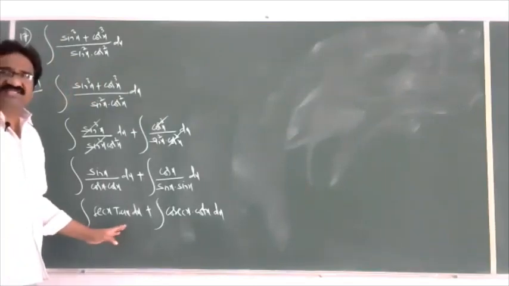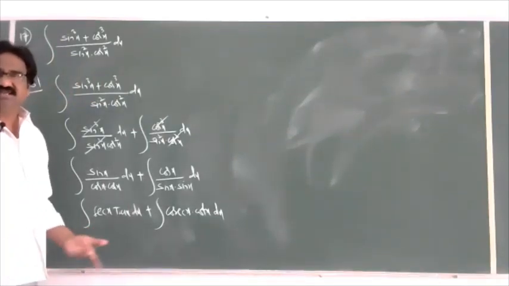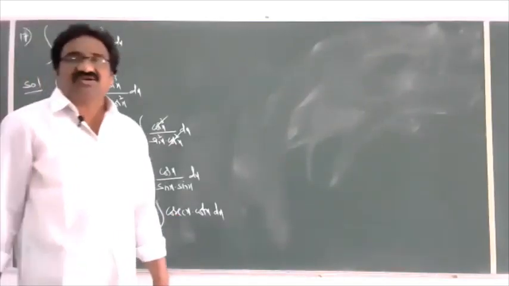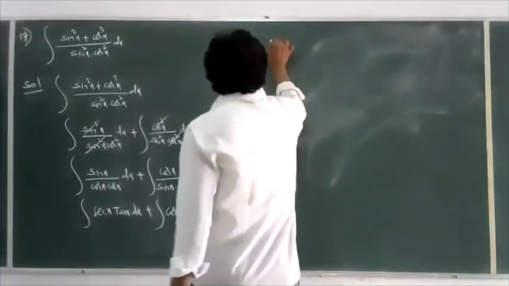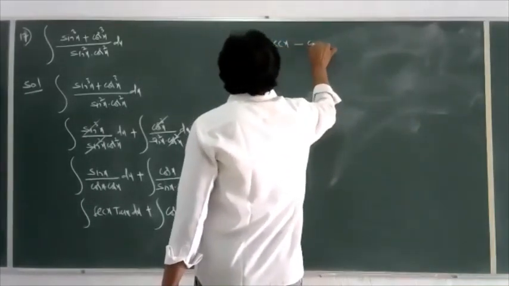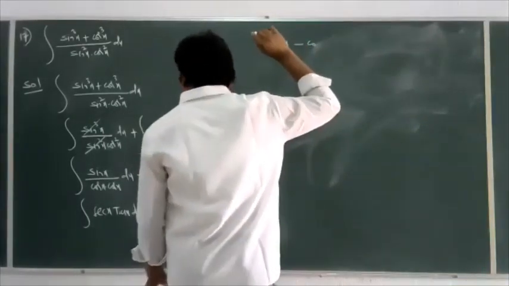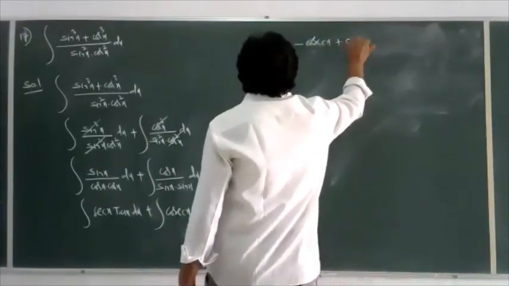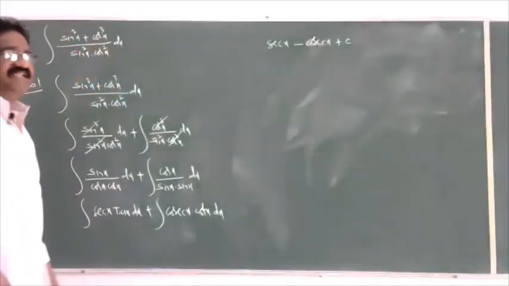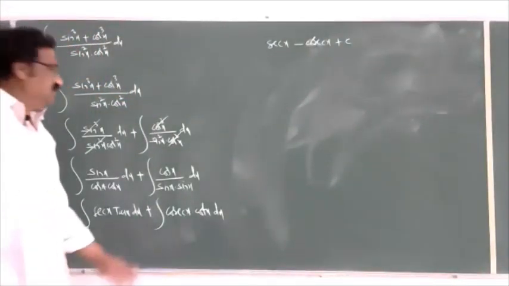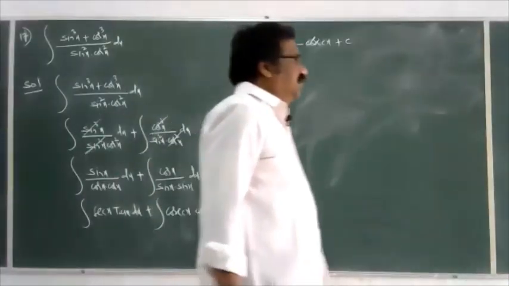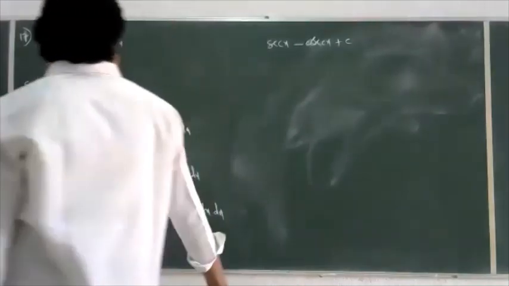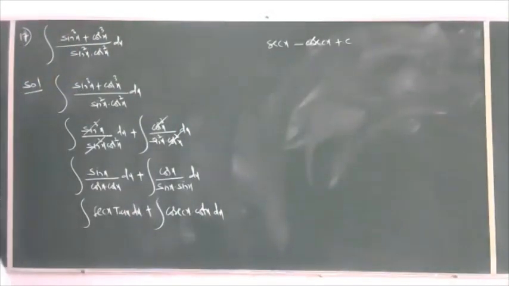So you know the formulas. Integral secant x into tan x is secant x, and integral cosecant x into cot x is minus cosecant x. So this is secant x minus cosecant x plus c. Integration of secant x into tan x is secant x. Integration of cosecant x into cot x is minus cosecant x, plus c.